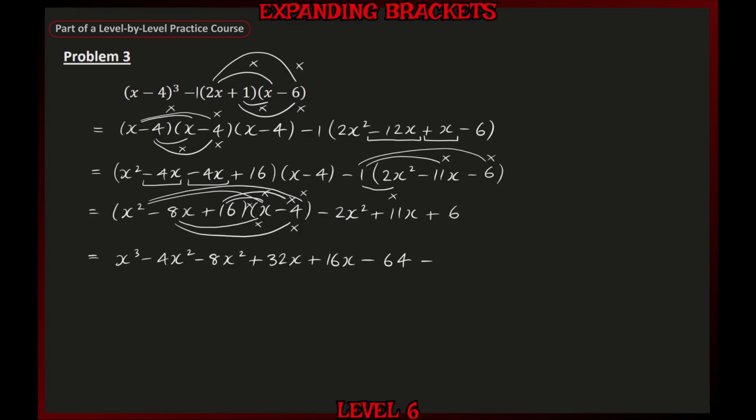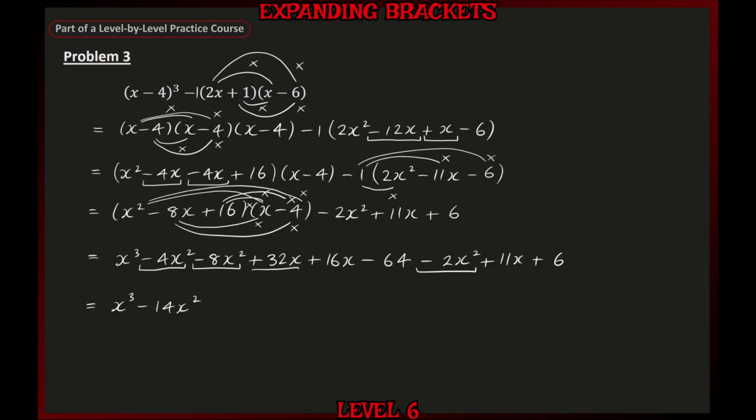And we need to remember that we still have a minus 2x squared plus 11x plus 6 at the end. To finish this problem off, we now need to simplify by collecting all the like terms together. So we have x cubed, which is on its own. Looking at the x squareds, we have a minus 4x squared minus 8x squared, which is minus 12x squared, minus 2x squared gives us minus 14x squared.